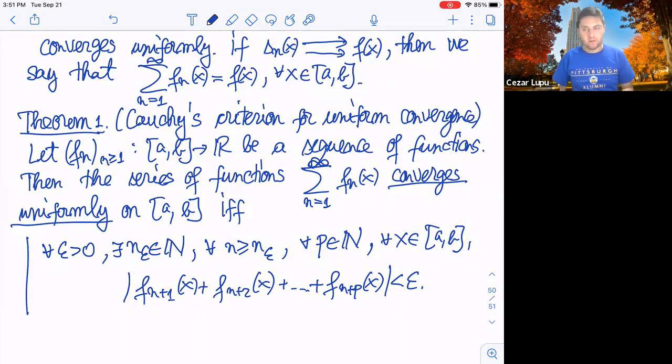You can actually use this definition to prove uniform convergence, but you have to be careful. It's a little bit more pretentious when you're trying to prove this. But there is another theorem which I think is the most useful theorem when you prove the uniform convergence of a series of functions. And this is the so-called Weierstrass M test.